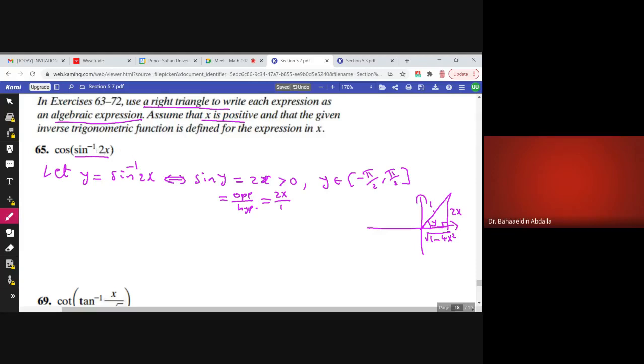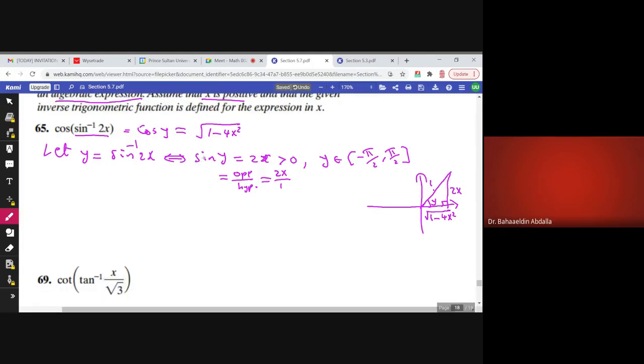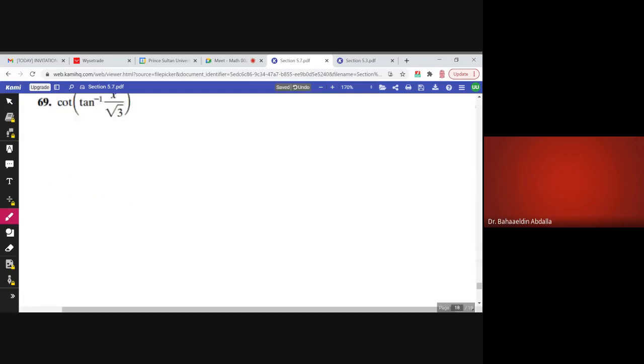So let him ask any question he likes. Cosine of sine inverse 2x is just cosine y. And what is cosine y? Square root of 1 minus 4x squared over 1, or we just write it as square root of 1 minus 4x squared. Please try to do this one similarly. Don't be afraid, it would be exactly the same.